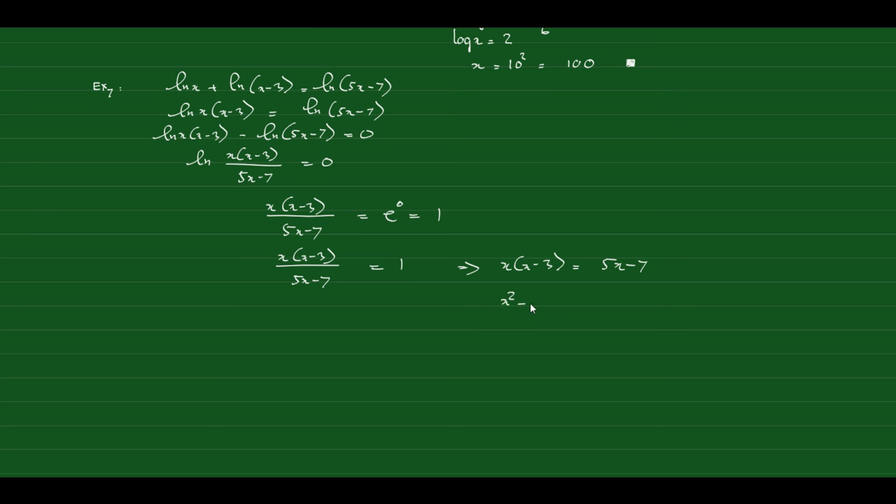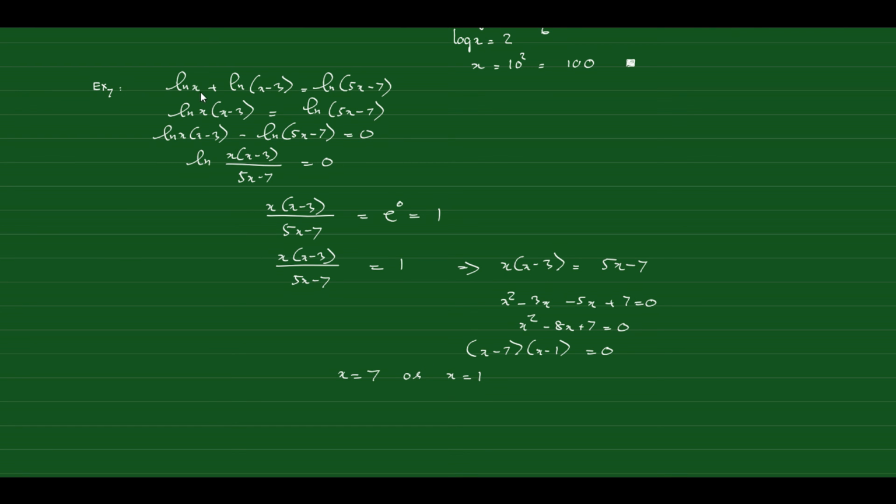So x squared minus 3x equals 5x minus 7, which gives x squared minus 8x plus 7 equal to 0. And now you see that you can factor this easily. So x equal to 7 or x equal to 1.